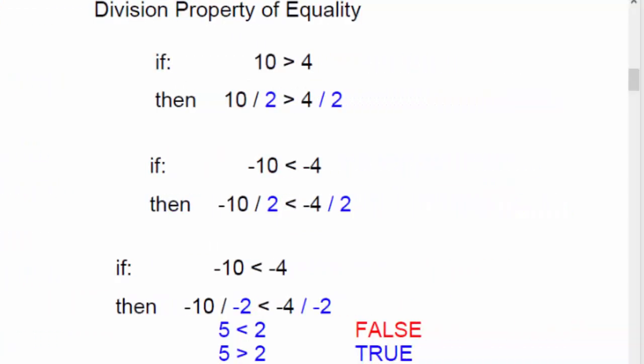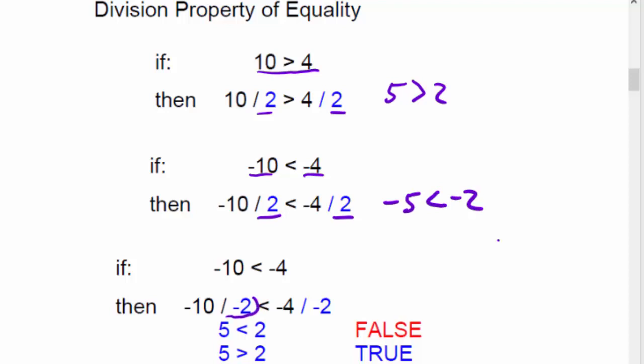The same thing is true with the division property of equality. So I've got 10 is greater than 4. If I were to divide both sides by 2, I'll end up with 5 is greater than 2, which is still a true statement. Or if I start with negative numbers, negative 10 is less than negative 4, and that's a true statement. But when I divide by a positive 2 on both sides, I still end up with negative 5 is less than negative 2, and that is still a true statement.